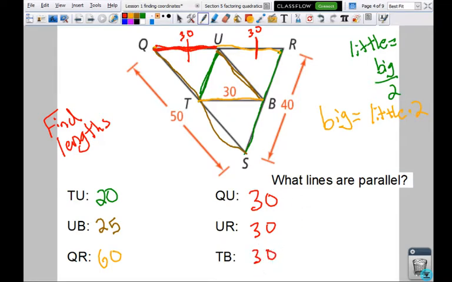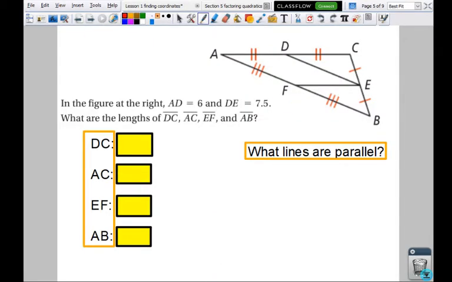I would just put given. No, we don't need to write given or anything. You don't need different colors. You don't need that. Alright, you guys are up next.